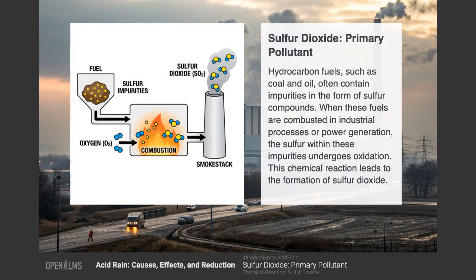Sulfur dioxide, primary pollutant. Hydrocarbon fuels, such as coal and oil, often contain impurities in the form of sulfur compounds. When these fuels are combusted in industrial processes or power generation, the sulfur within these impurities undergoes oxidation. This chemical reaction leads to the formation of sulfur dioxide.